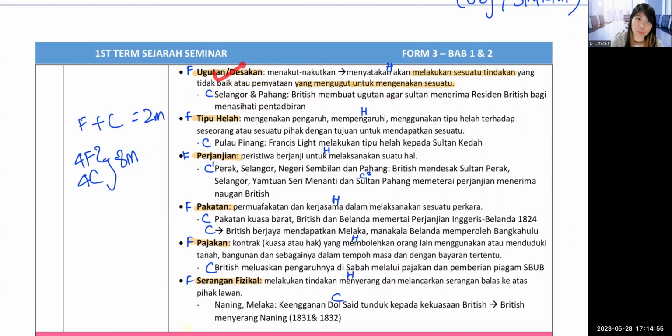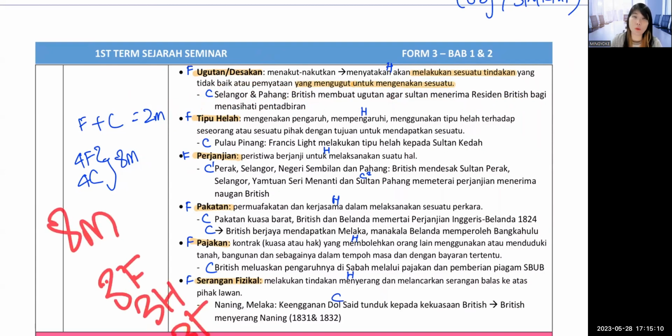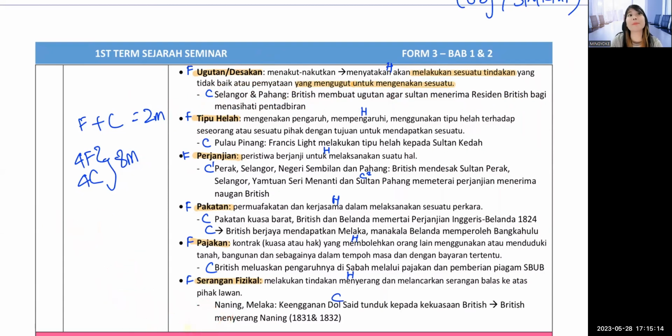So you want to put fakta contoh as 2 marks or fakta huraian as 2 marks. You decide. Of course can. If you mean that 8 marks, you want to put 3 fakta, 3 huraian, 3 contoh. It's your choice. Also depend on the exam question.